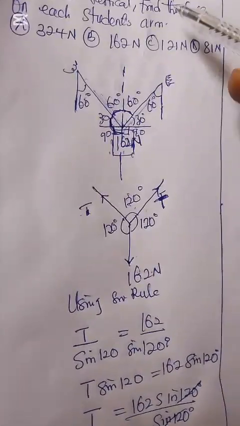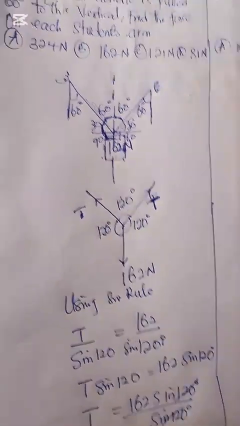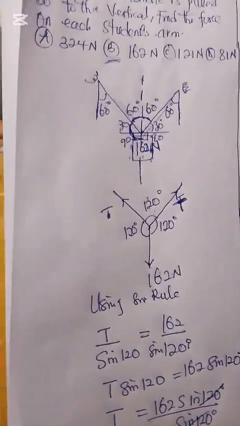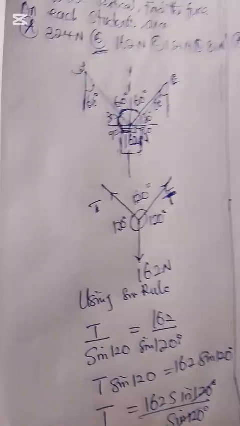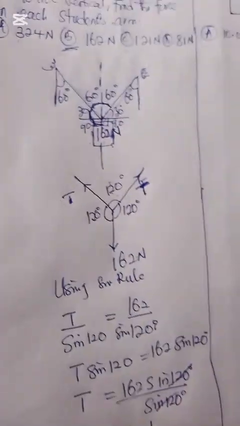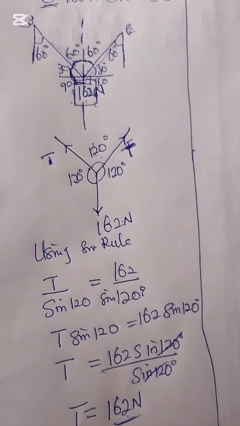So the tension or the force on each arm is 162 Newton. So the answer to the question is B. But if you are to look for the force on both arms, the answer becomes 324. That is how you solve such a question using sine rule. I believe you understand it.